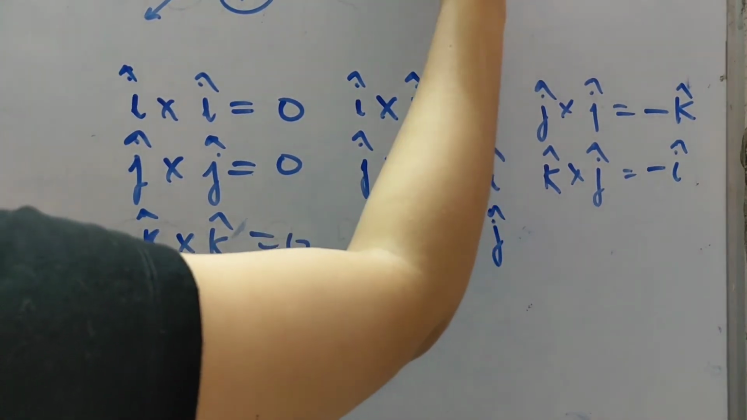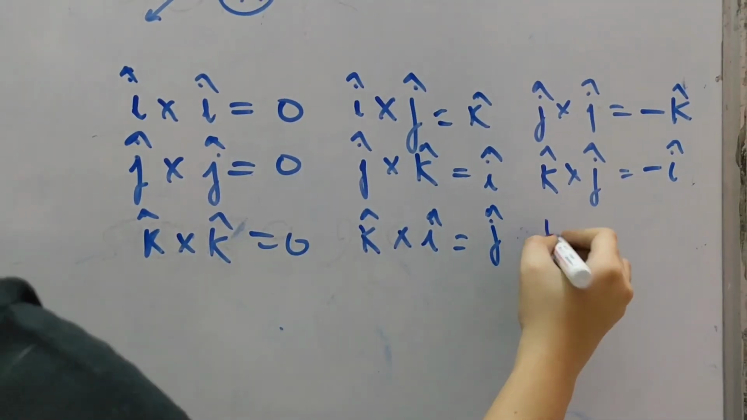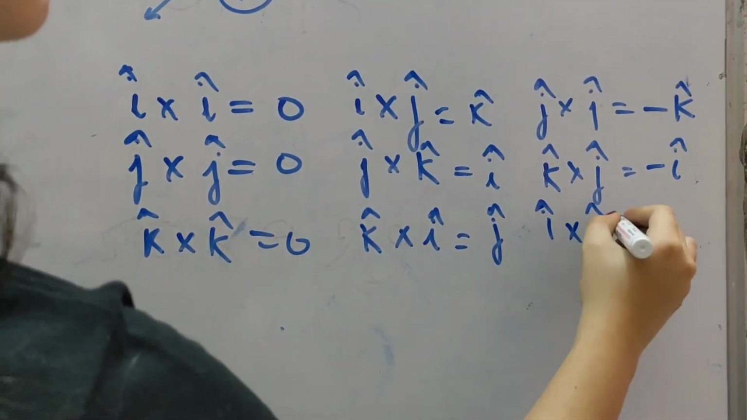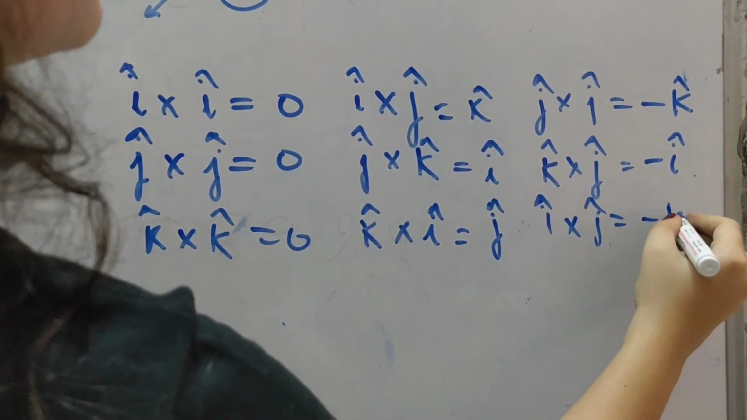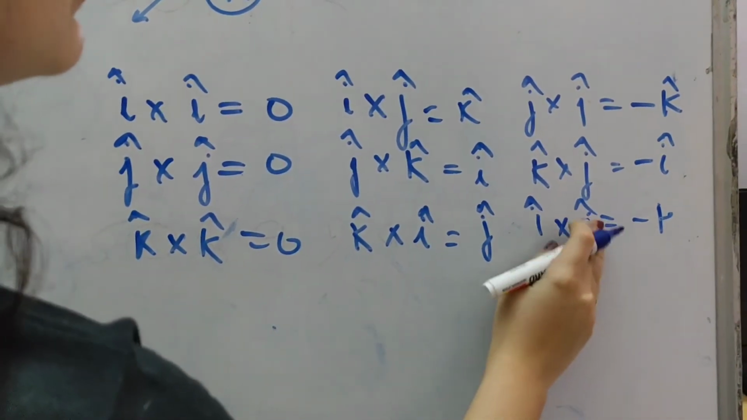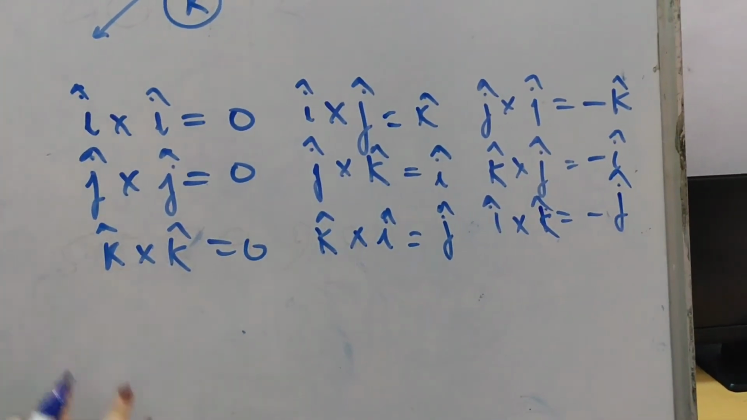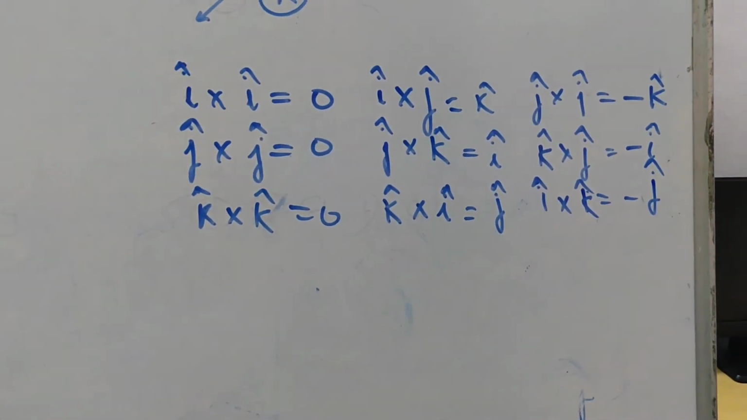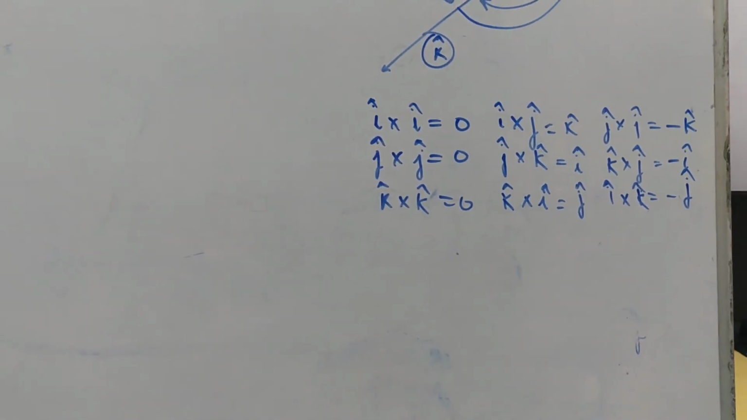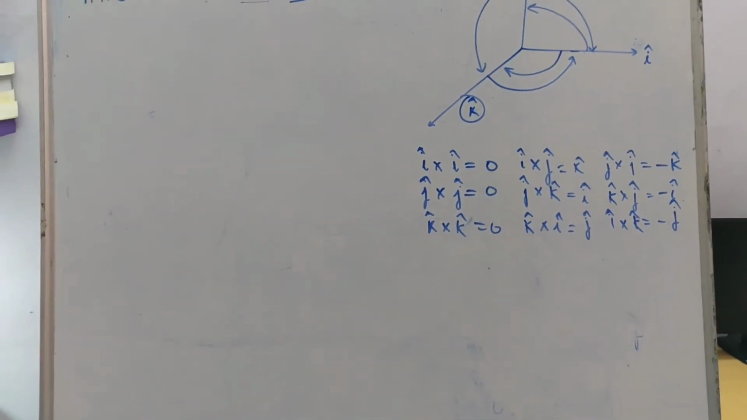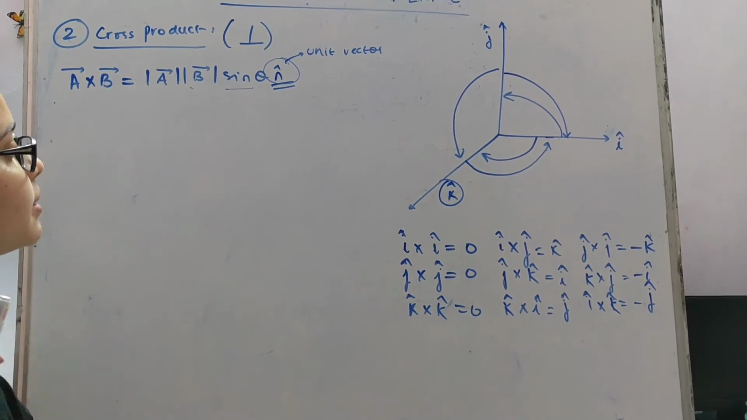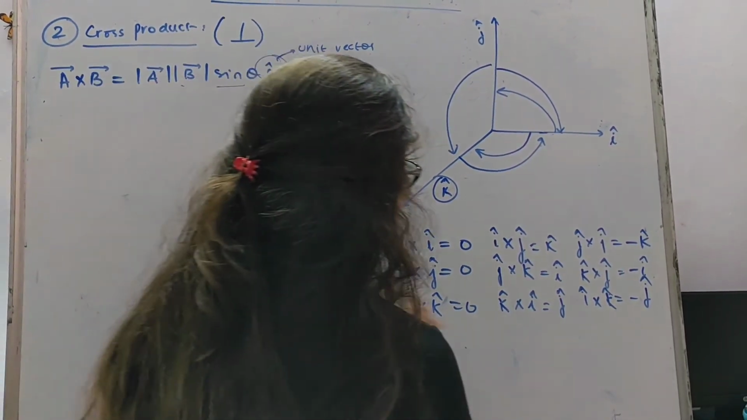But if I do I cap cross K cap, I will get minus J cap. So note these formulae, they will be useful when we try to solve and find the value of this cross product. So I hope you have noted them down. I will just erase them since I need more space.